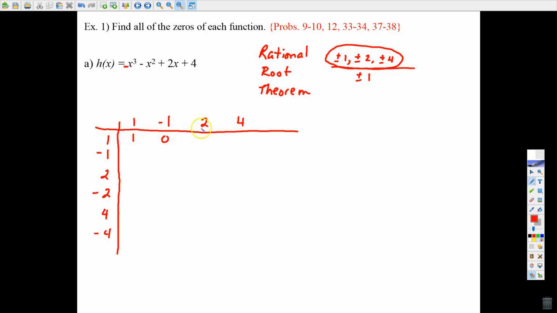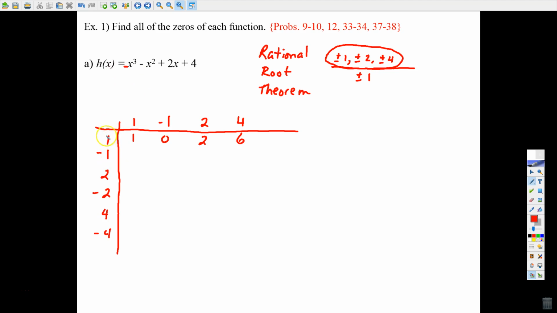That's 0 plus 2 is 2. 2 times 1 is 2, plus 4 is 6. Okay, so the goal of this little table, this rational root test, if you remember in synthetic division, this last number represents a remainder. So we're trying to find, out of these possible choices that we got from the rational root theorem, the one that gives us a 0 remainder, and that will be called a 0 of the function, or if this were an equation, it would be called a root of the equation.